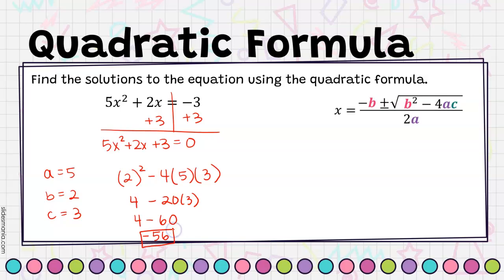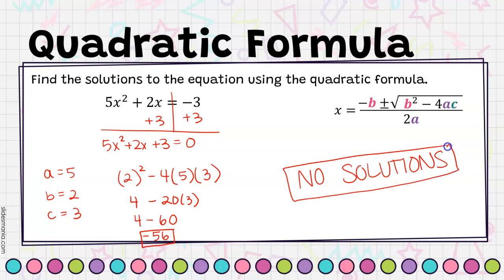Did you get a discriminant of negative 56? If so, what that means is there are no solutions to this equation. You don't even have to continue solving the quadratic equation or using the quadratic formula because your discriminant tells you everything you need to know.